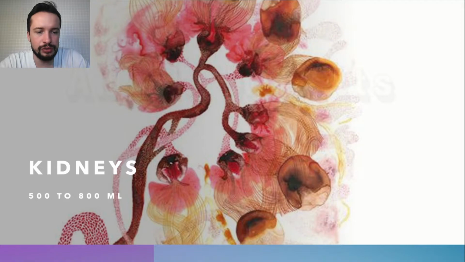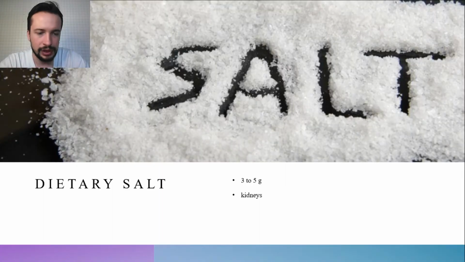Kidneys. To clear the products of metabolism, the kidneys must excrete a minimum of 500 to 800 milliliters of urine per day, regardless of the amount of oral intake. The typical individual consumes 3 to 5 grams of dietary salt per day, with the balance maintained by the kidneys.